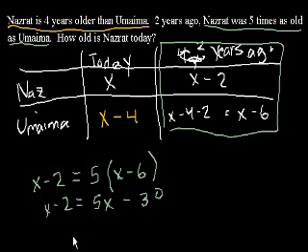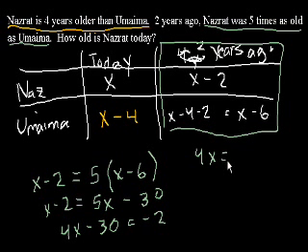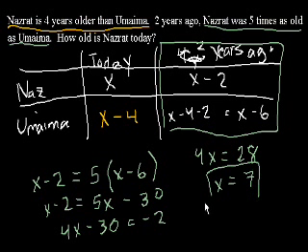Now we could subtract X from both sides, and we could get 4X. I'm going to switch it around too to hopefully confuse you more. 4X minus 30 equals minus 2. And then we get 4X is equal to 28. And X is equal to 7. So we solved the problem. Nusrat today is 7 years old.